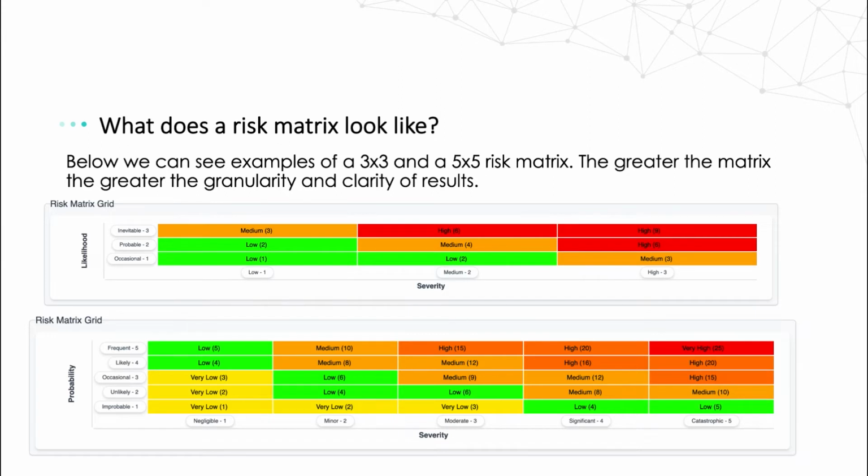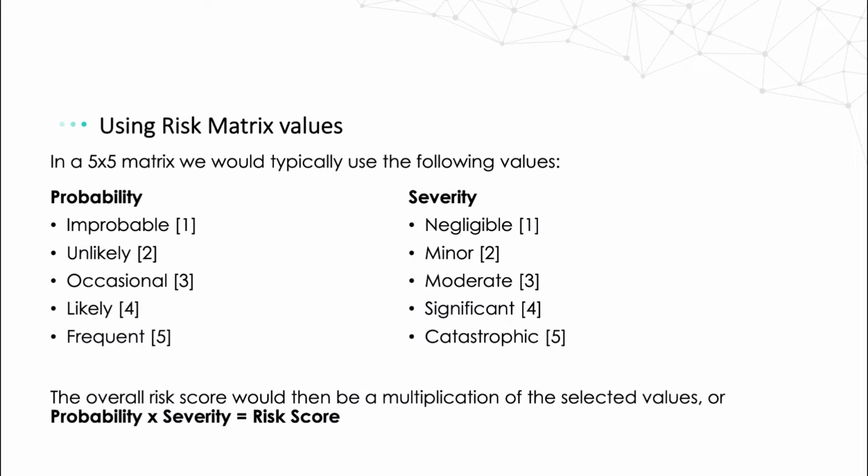So what does a risk matrix look like? Well, below we can see a couple of examples that we've got from iPassport that we've configured. And here you'll be able to see a 3x3 grid at the top and a 5x5 grid at the bottom. There are lots of different combinations of these. So typically you'll see 3x3, 4x4, 5x4, 5x5, 5x7 are all examples of a risk matrix that you might see in common use. The greater those numbers, the greater the granularity and ultimately the clarity of the results you can get from this.